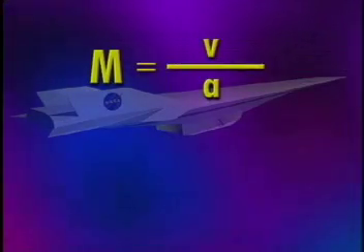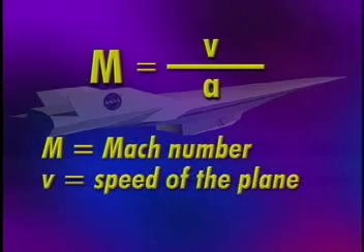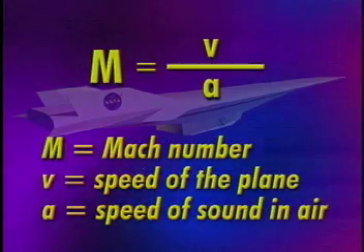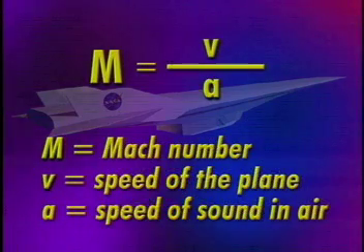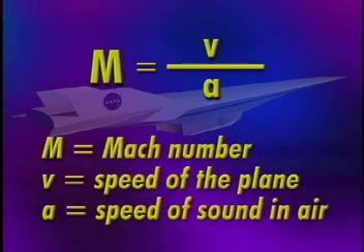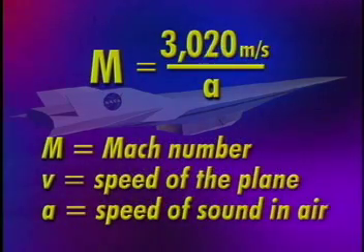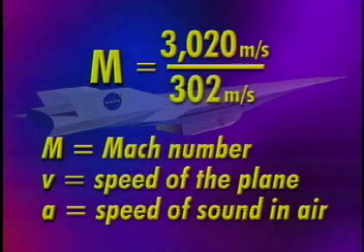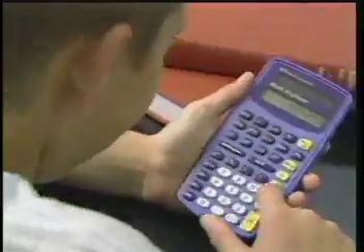This algebraic equation shows that the Mach number equals the speed of the plane divided by the speed of sound in the air, where M is the Mach number, V is equal to the speed of the plane, and a is equal to the speed of sound in the air. If the speed of the plane is 3,020 meters per second, and the speed of sound at 100,000 feet is 302 meters per second, then what is the Mach number?